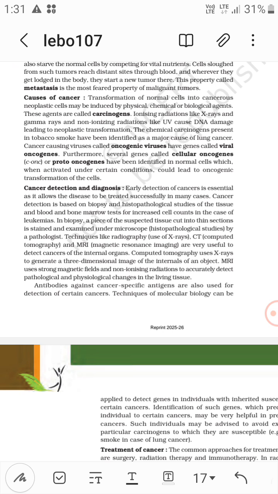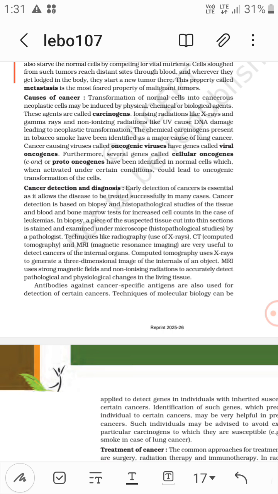So, for leukemia, there is a blood and bone marrow test for increased cell counts, but generally it is biopsy and histopathology studies of the tissue and blood. In biopsy, a piece of the suspected tissue cut into thin sections is stained and examined under a microscope. That is histopathological studies by pathologists.